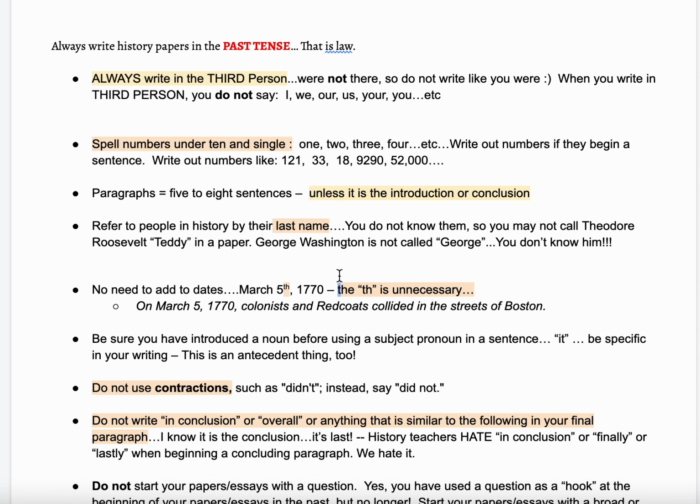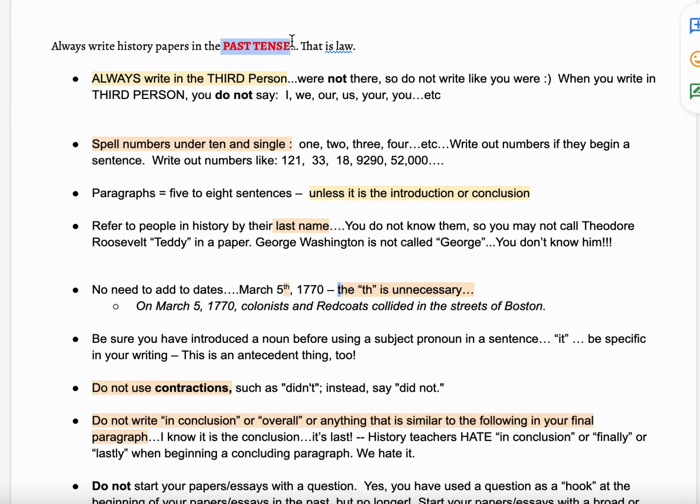Now, this is how you write history papers. I'm giving you a handout about this too. But since this is what it sounds like, this is how you write the paper. You always write in the third person, again, because you were not there. So you wouldn't say, oh, I think the American Revolution was important. You would say the Revolution was important because.